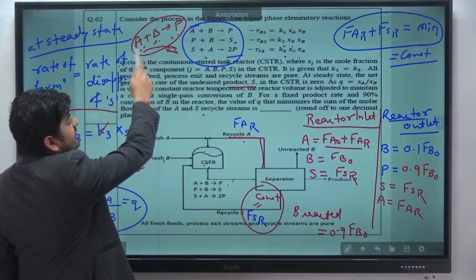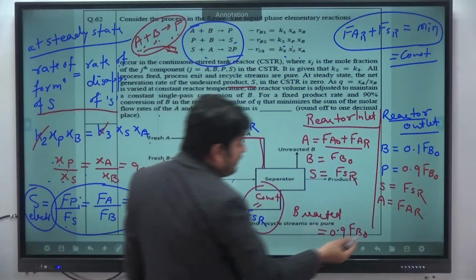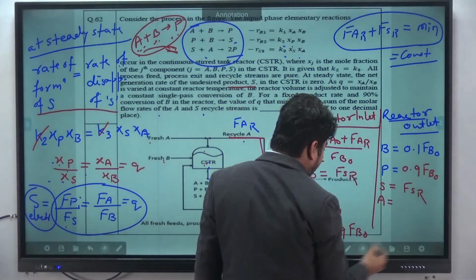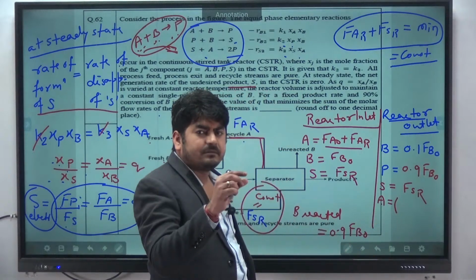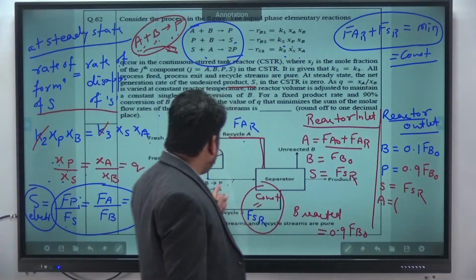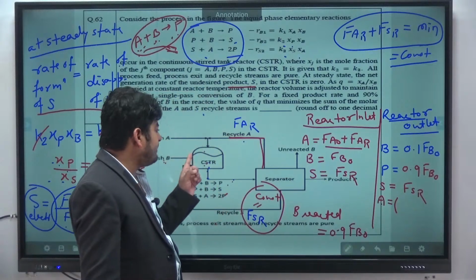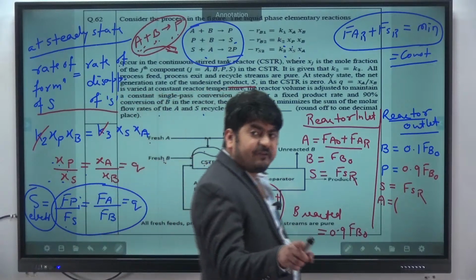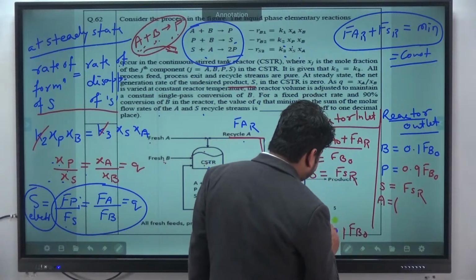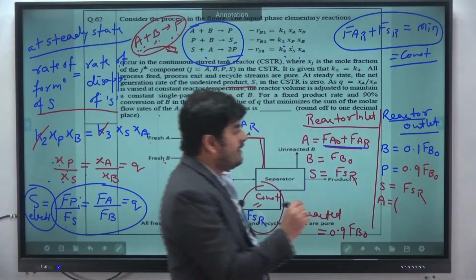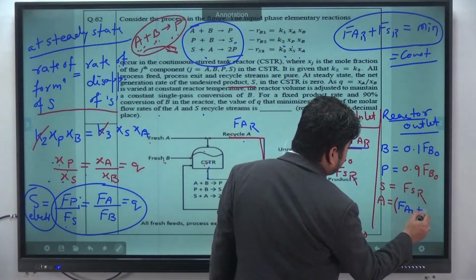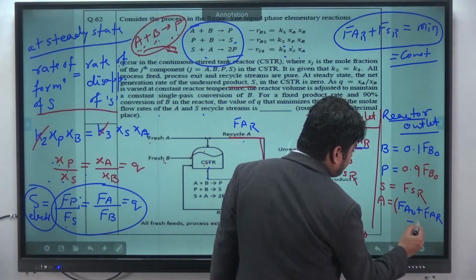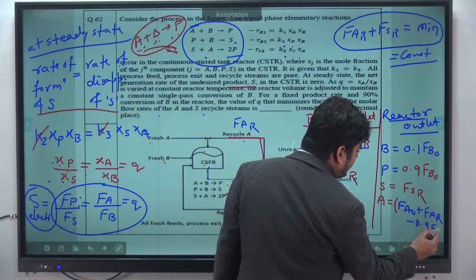If you look at this expression, 1 mole B reacts with 1 mole A. So the amount of A reacted, don't write this directly. I can say A in the outlet is equal to A fed minus A reacted. What is A fed? A fed equal to this value minus A reacted equal to 0.9 times FB naught.